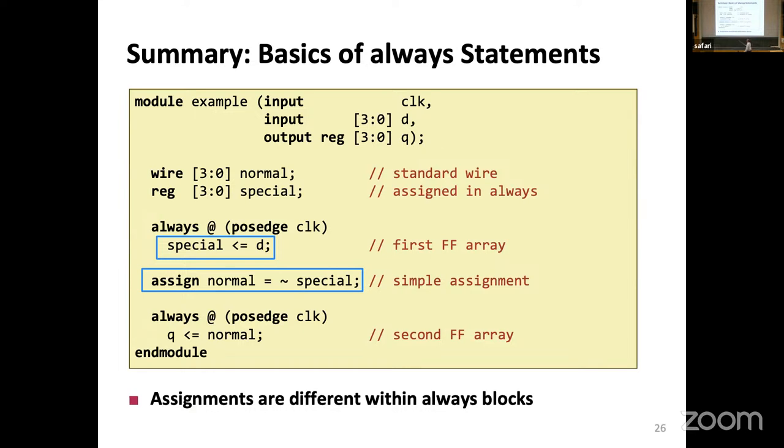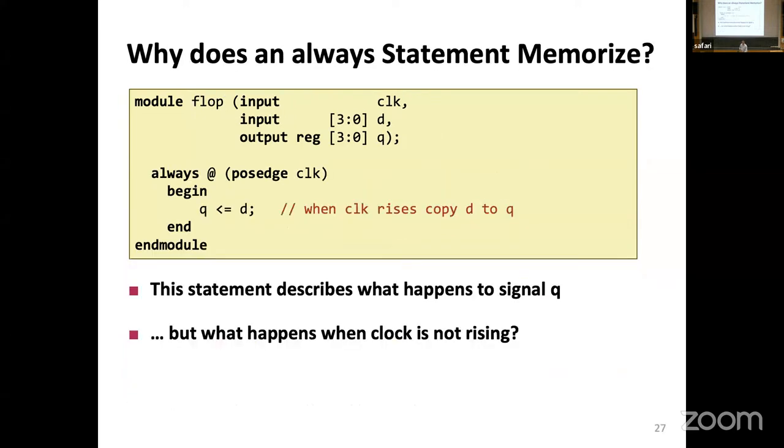Now, the assignments of signals inside the always block and outside the always block are different. I'm 50 plus years old and I still don't know why this is the case. They first started making it this way, and once they had to introduce the always blocks, maybe they said they didn't need it anymore. I have no idea. It is one of those strange things that lives in Verilog.